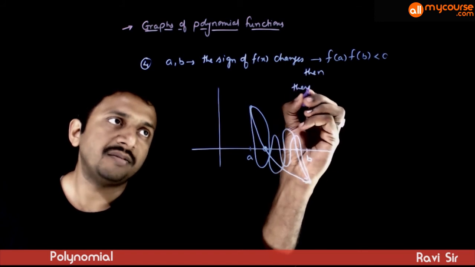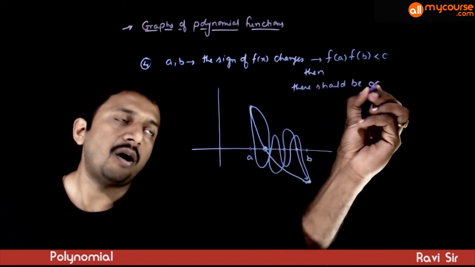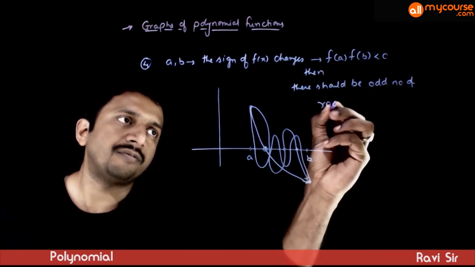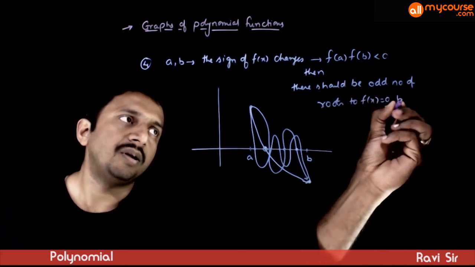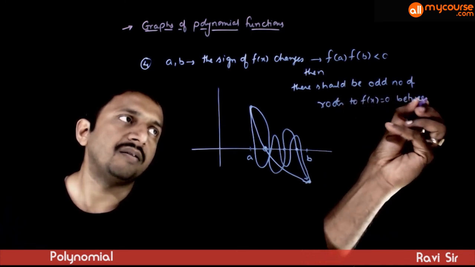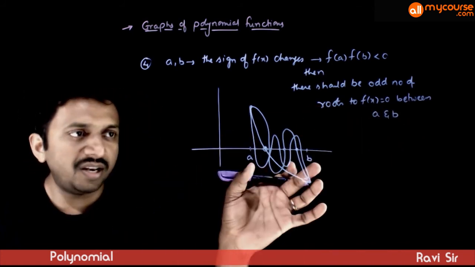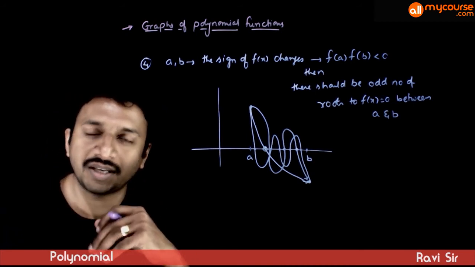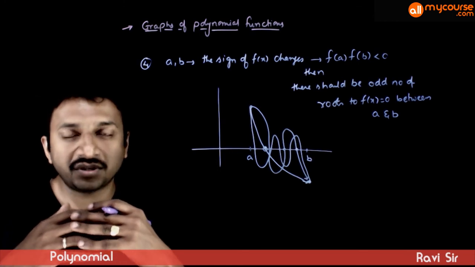So if f of A into f of B is negative, then there should be an odd number of roots to f of x is equal to 0 between A and B. So between A and B, f of x is equal to 0 should have an odd number of roots, that is 1 root or 3 roots or 5 roots, and so on.